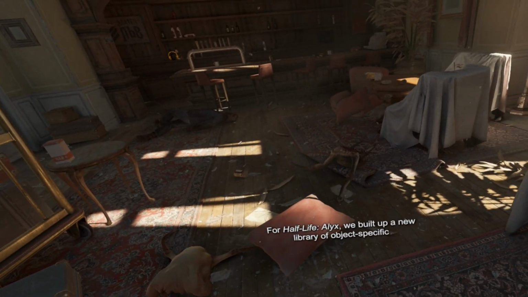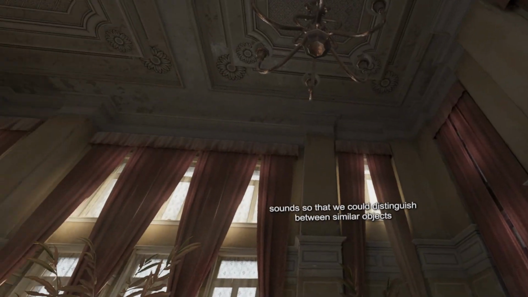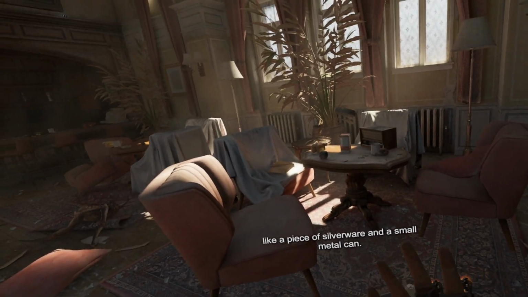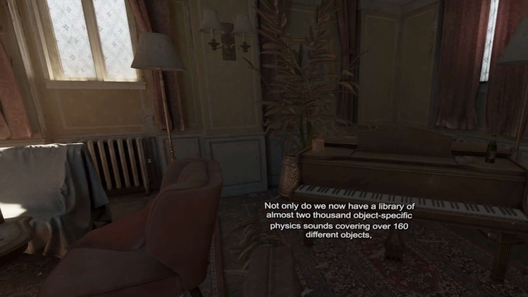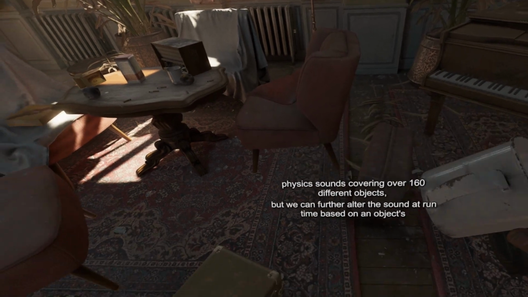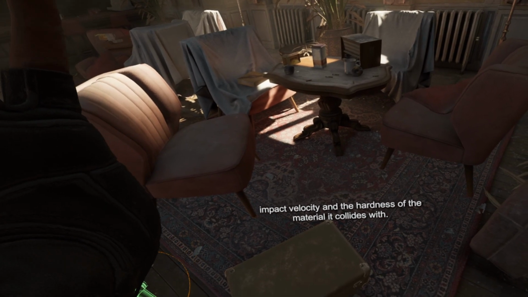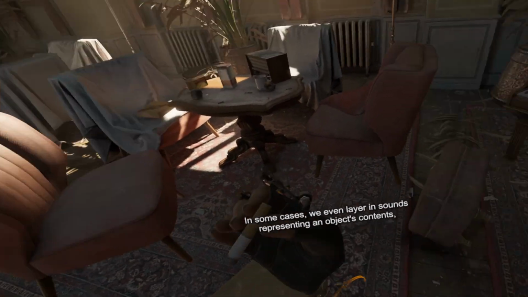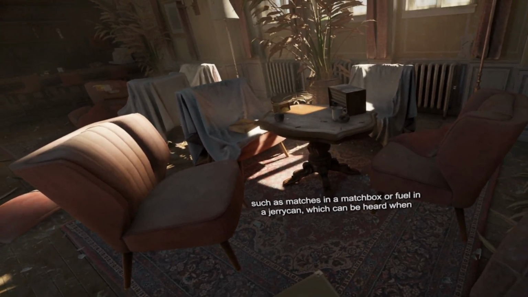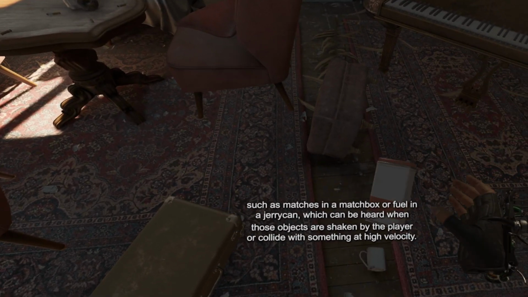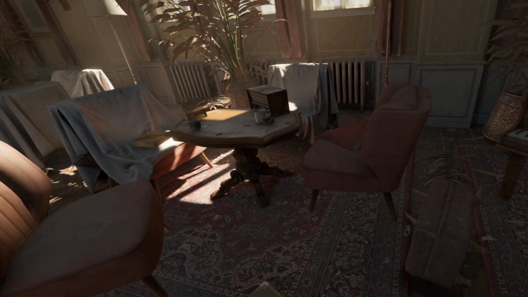For Half-Life: Alyx, we built up a new library of object-specific sounds so that we could distinguish between similar objects, like a piece of silverware and a small metal can. Not only do we now have a library of almost 2,000 object-specific physics sounds, covering over 160 different objects, but we can further alter the sound at runtime based on an object's impact velocity and the hardness of the material it collides with. In some cases, we even layer in sounds representing an object's contents, such as matches in a matchbox or fuel in a jerry can, which can be heard when those objects are shaken by the player or collide with something at high velocity.